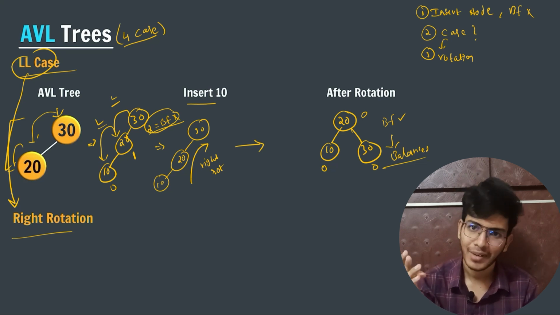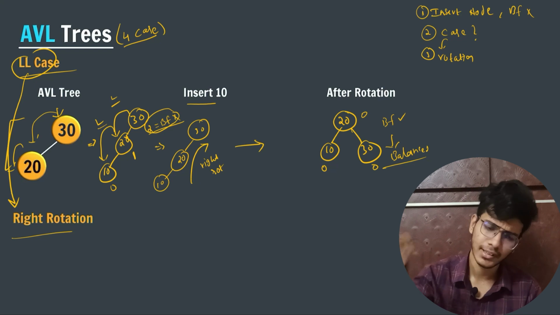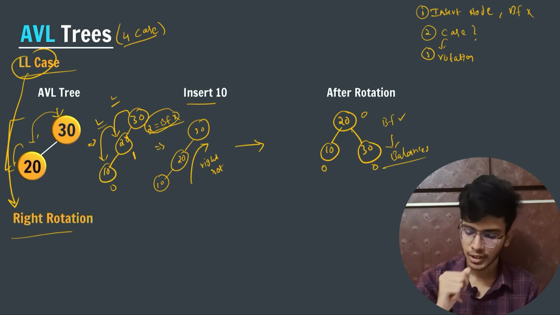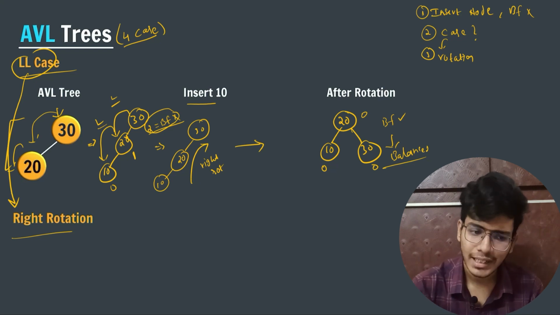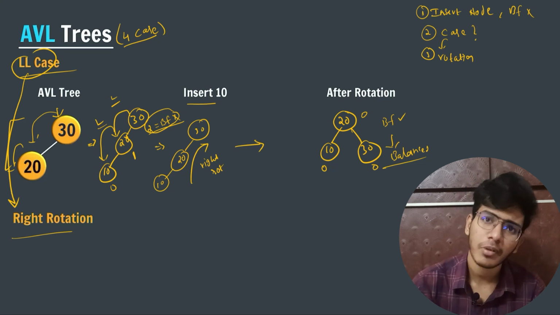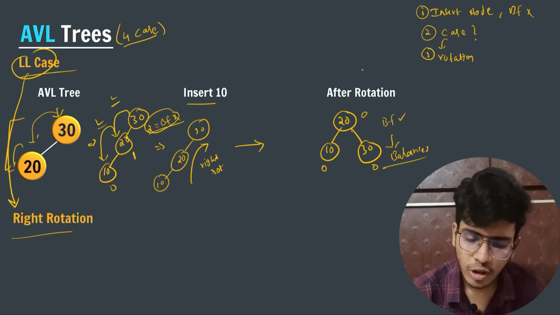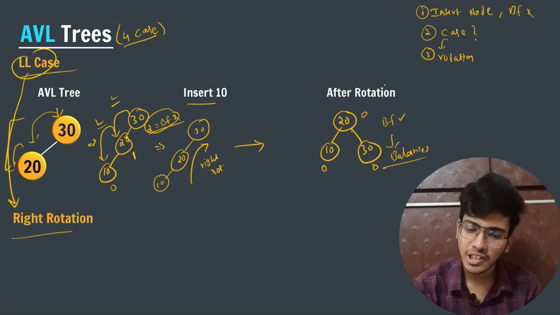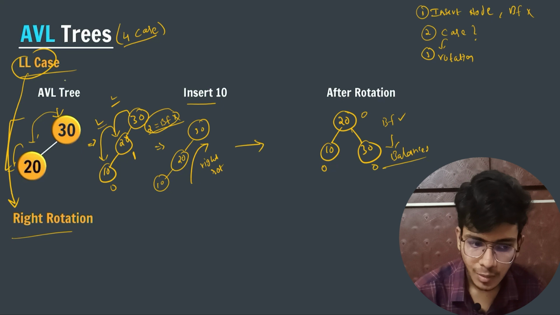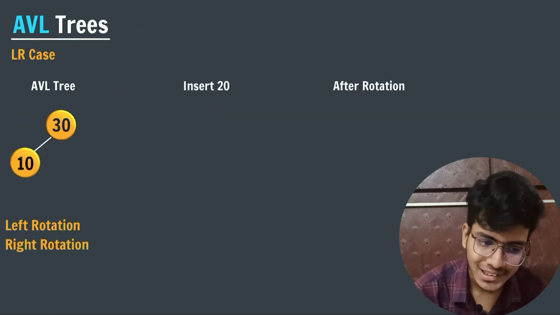I have inserted my new node on the root's left part. Because of this it is the LL case, and whenever I get the LL case, I will perform a right rotation. After performing the right rotation, my old tree will become a balanced BST. This is the first case, the LL case.